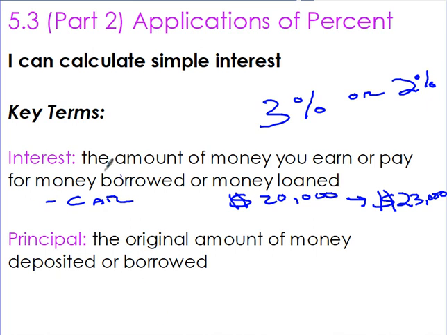What I mean by that is, let's say you buy this car, it's a $20,000 car. Well, you might put money down on it. Maybe you put down $2,000. That's the amount of money that you started off with.